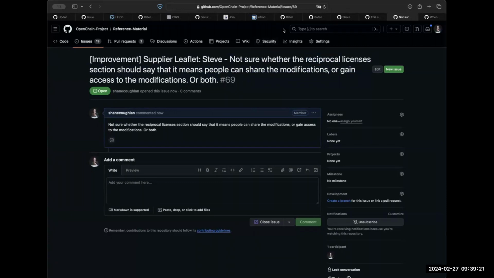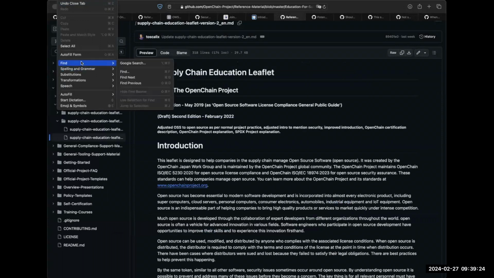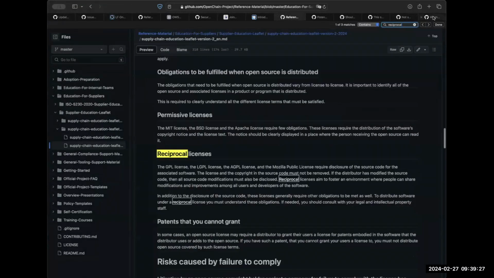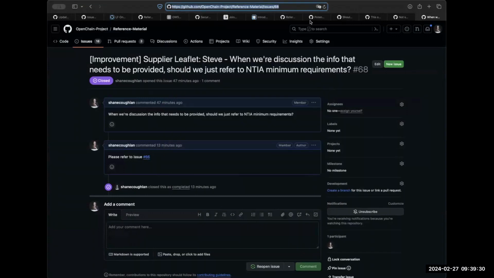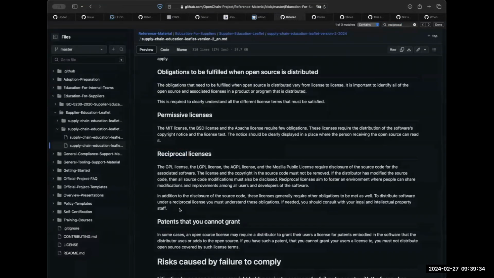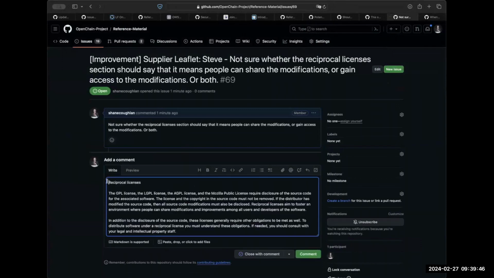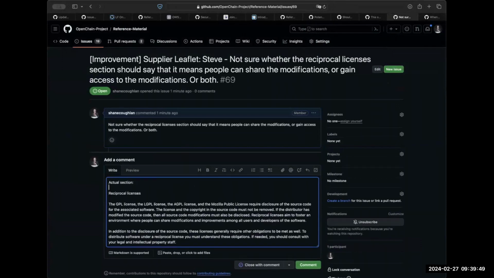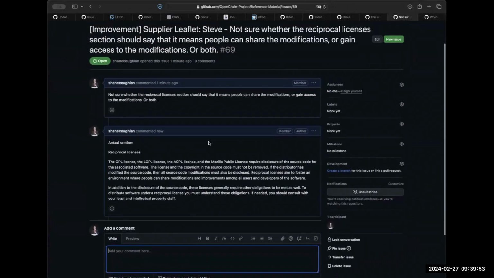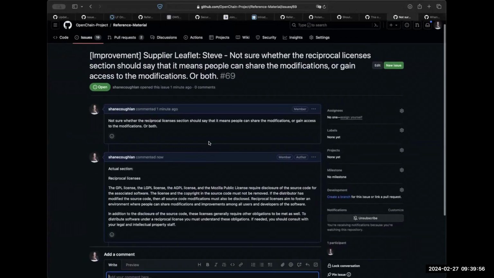I'll just look at the scale of it. Yeah, I'm just rereading it here. Oh, apologies. I'll put the section in the chat, and I'll pull it out of the actual document and put it in the issue down here. Where's that gone? Did I close the issue? Oh, there we go. Okay. All right. He's not sure if that section says people can share modifications or gain access to modifications or both. Okay.